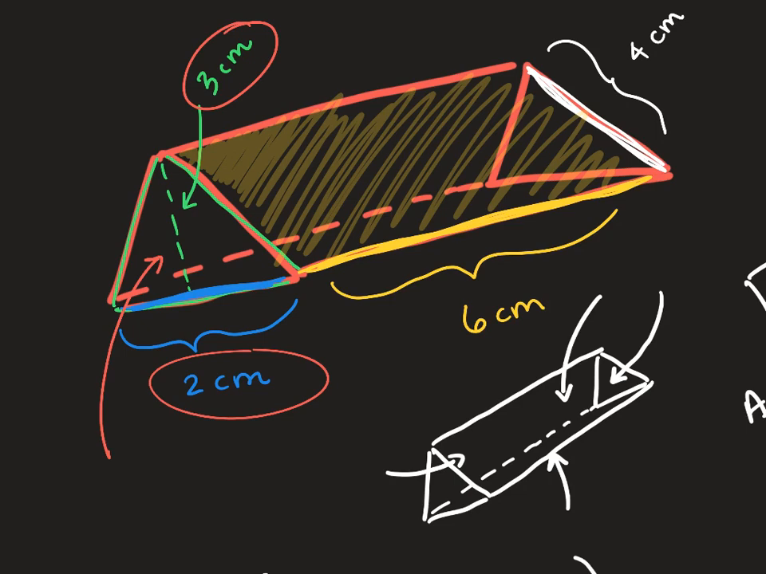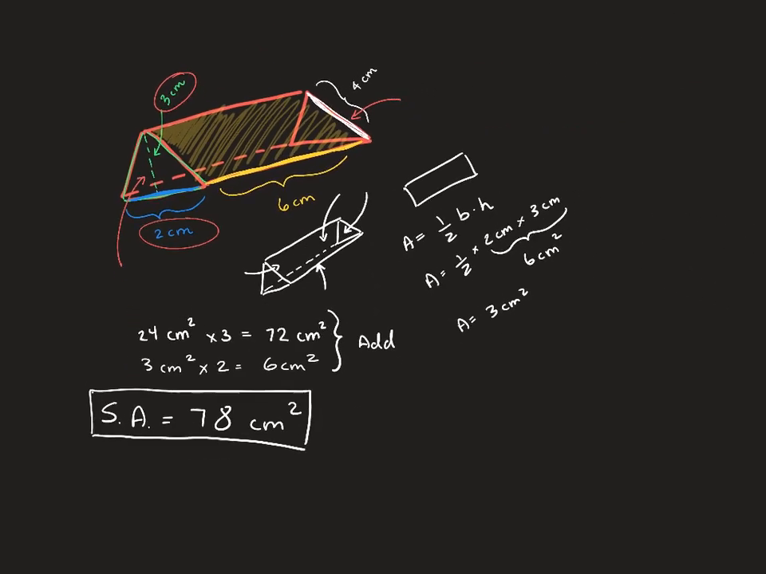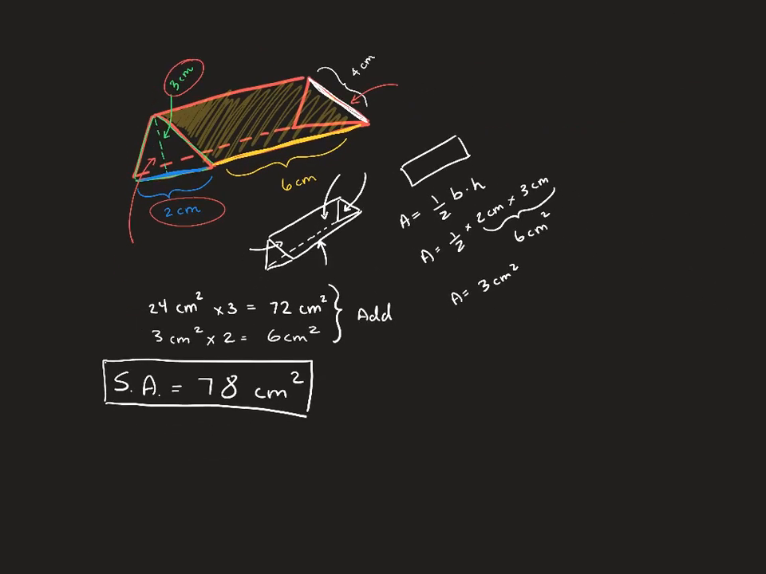When you get half of that, which is what the formula for a triangle wants, it's going to be 3 centimeters squared. And then you get that times 2 because there's not 1 but 2 triangles. That's what we did. And we got these 2 numbers and we added them together to get the surface area.